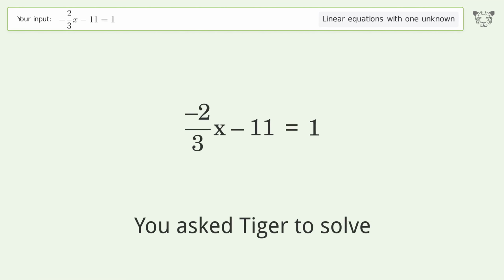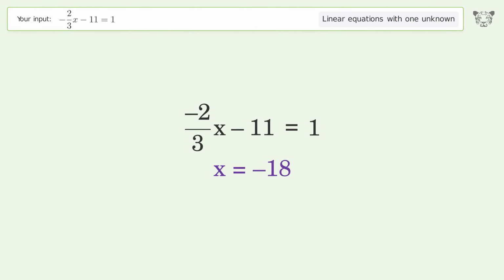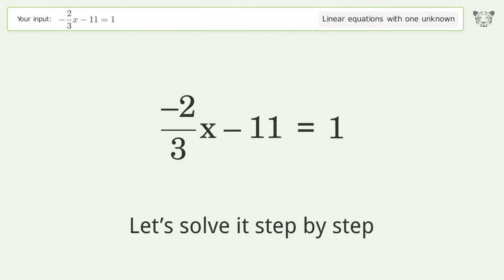You ask Tiger to solve this. This deals with linear equations with one unknown. The final result is x equals -18. Let's solve it step by step.